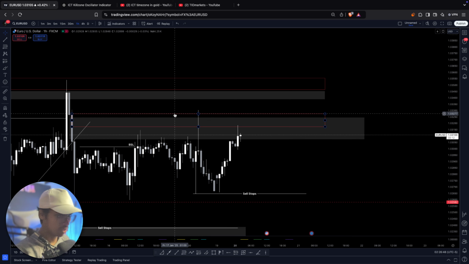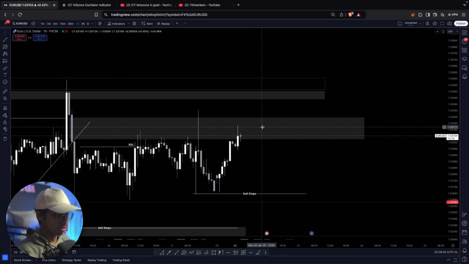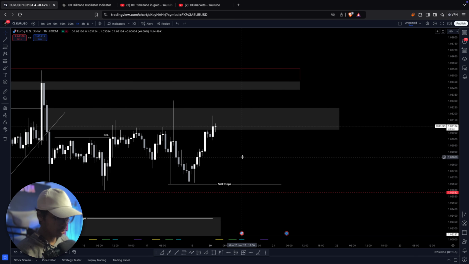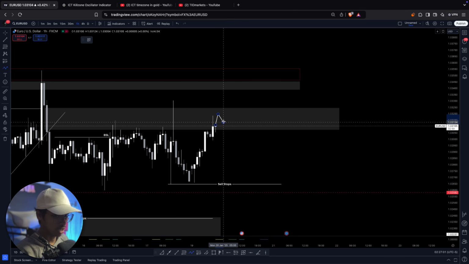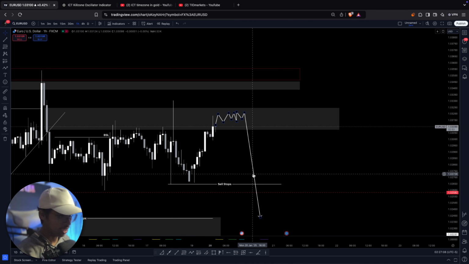So when the fair value gap gets swept, it has good chances that the price will come back again and gyrate around this area before it breaks down again. Got it? So we can expect something like this. The price could gyrate around this area if it wants to go lower, and then it can break down. This is what I expect.